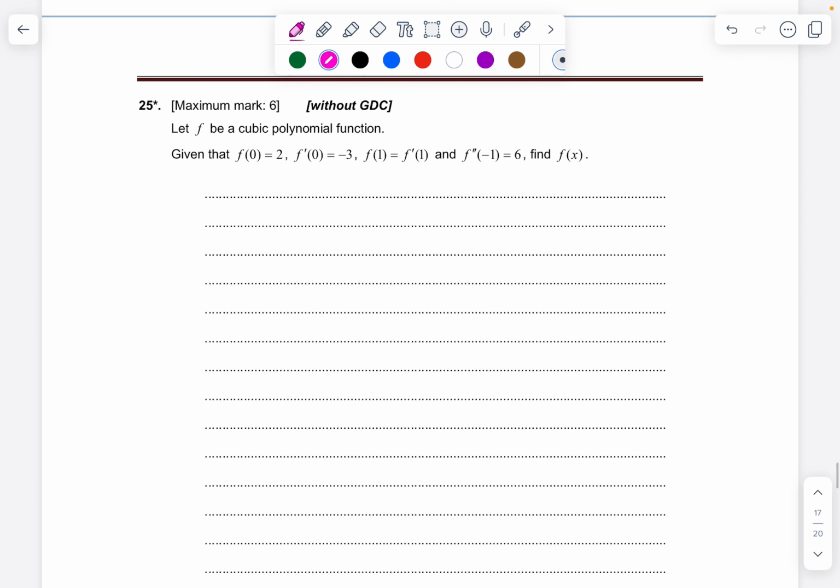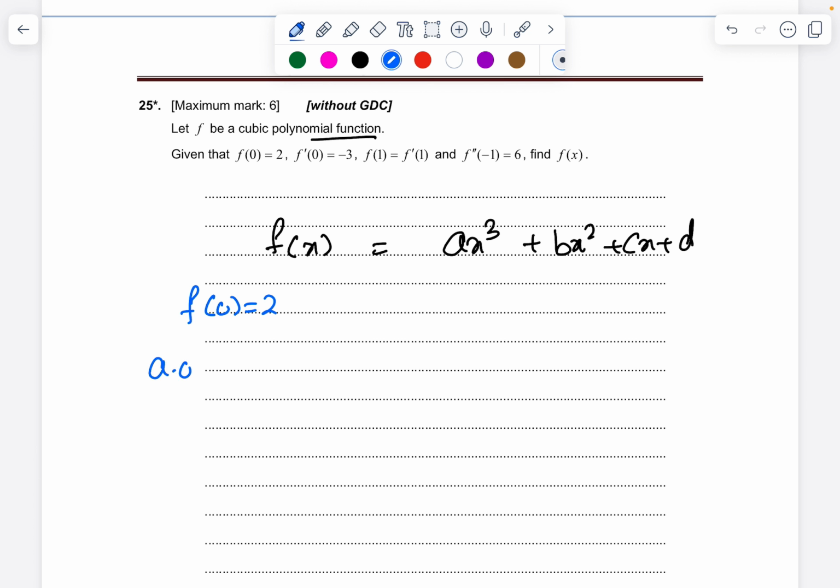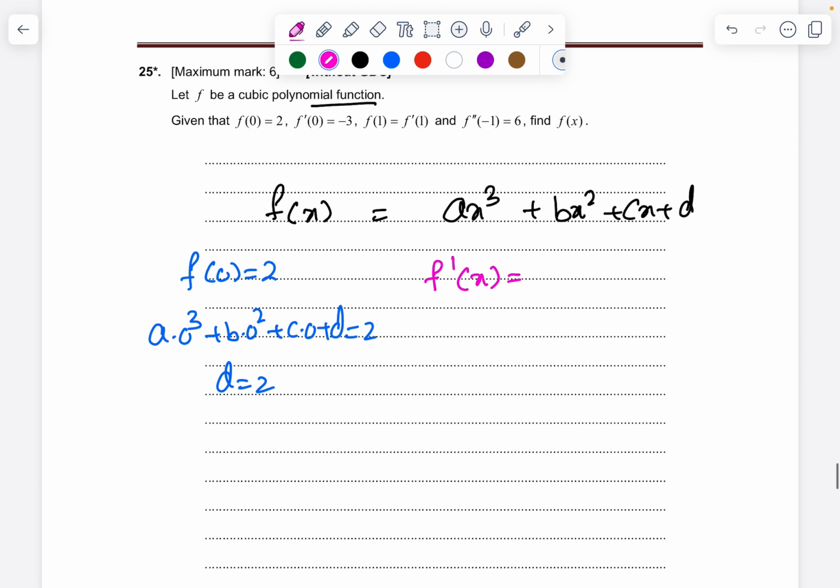Question number 25. f of x is a cubic polynomial function. So f of x equals ax cubed plus bx squared plus cx plus d. f of 0 equals 2. So a times 0 cubed plus b times 0 squared plus c times 0 plus d equals 2. So d equals 2. Then f prime of 0. So first of all find f prime of x, and f double prime is also asked.